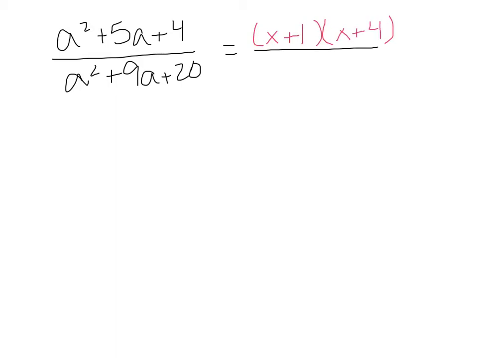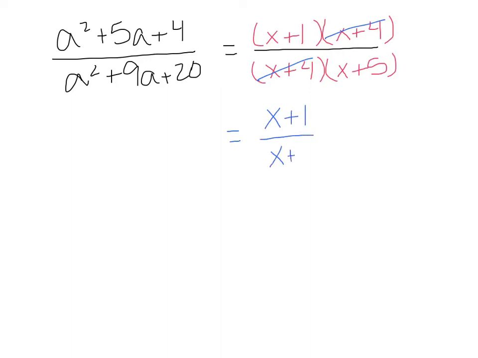In the denominator, I'm going to do the same thing. What multiplies to be 20 and adds to be 9? Well, that would be x plus 4 and x plus 5. Now, look for common factors. Do you see a factor on top and a factor on the bottom that are the same? In this case, we have x plus 4 and x plus 4, so they cancel out, which means our final solution is just x plus 1 over x plus 5.